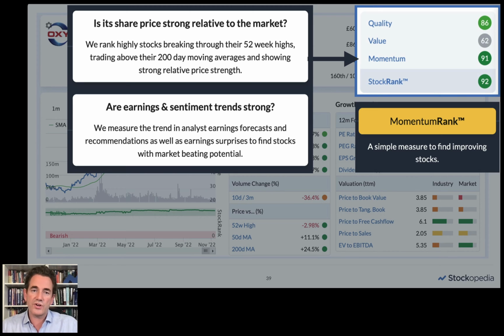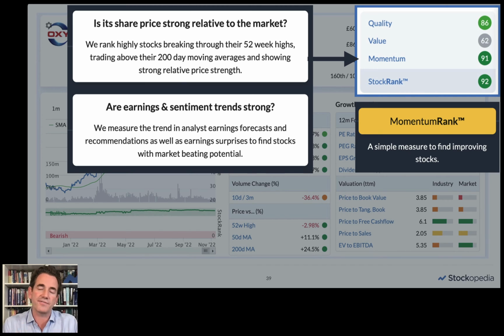So we rank stocks breaking through to their new 52-week highs, trading above their 200-day moving averages and showing strong strength. We also look at whether the earnings and sentiment trends are strong. By that I mean, are analysts increasing their forecasts for a stock? Are analysts improving their recommendations? And is the company surprising the market to the upside relative to forecasts? These come together into our momentum rank, again ranked from 0 to 100.